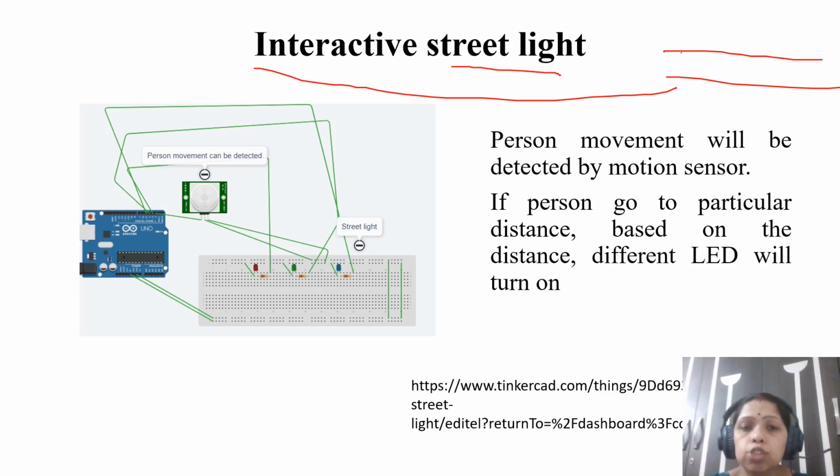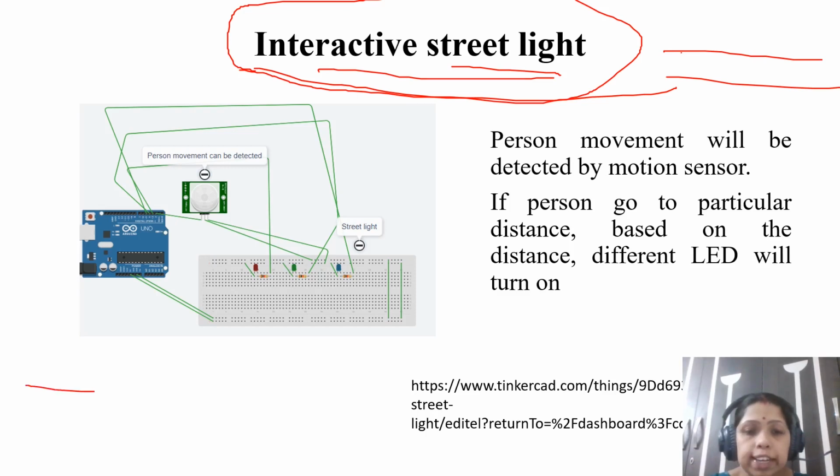So if we design the interactive street light, we can minimize the energy. Also, we can minimize the cost. Right. So now, what is the interactive street light?